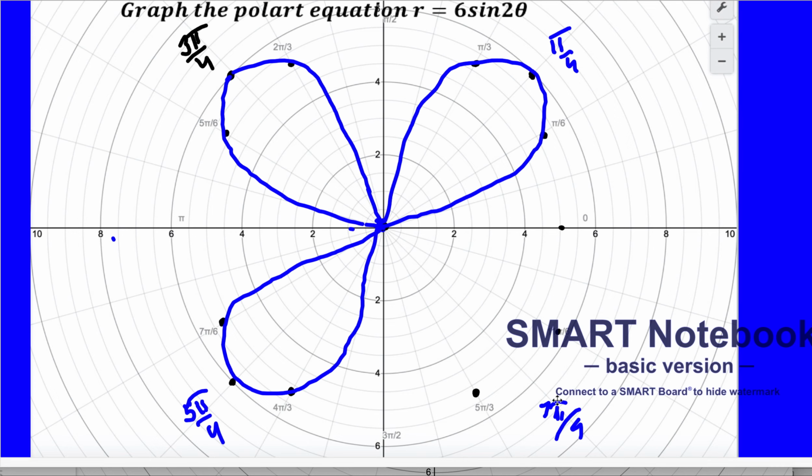And 7 pi over 4, whatever is associated with pi over 4, is going to be 6. And if we are going to 2 pi, times 2 is 4 pi, and the sine of 4 pi is 0. Again, we are going to the same point, and this pattern is going to repeat. So let me do this with a blue color. This pattern repeats, goes through these points and closes. So this is a beautiful flower that we can get with the polar equation r equals 6 sine 2 theta.